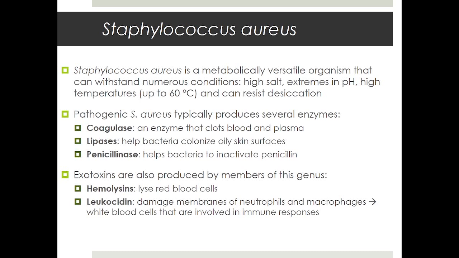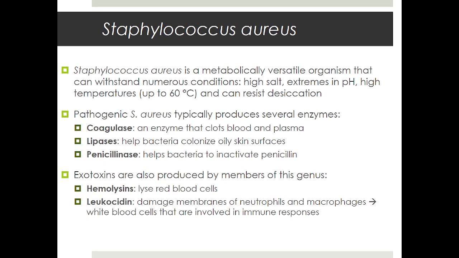They also produce lipases, which are going to help bacteria to colonize oily skin, or penicillinase, which is going to inactivate penicillin. They are susceptible to penicillin treatment, but they do have enzymes that can cleave that and make the medication ineffective. Exotoxins are also produced by members of this genus, and exotoxins are those that are secreted. So they're produced by the bacterial cells and then released into the external environment to affect their targets.